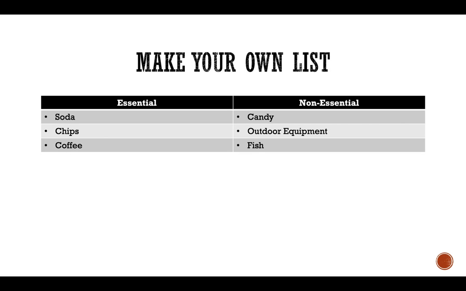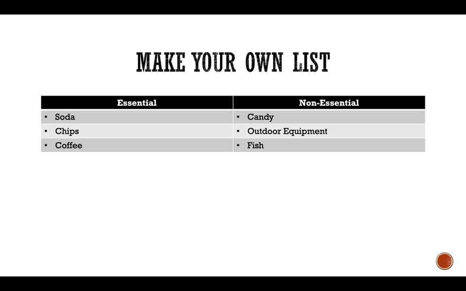Now, as you go through, go ahead and make your own list. Your list could look something like this for when you go to Costco, something that you deem essential. As students, you probably like soda, chips, or coffee. Non-essential, according to other people and probably your parents, would be things like candy, outdoor equipment or camping equipment, and other things like fish that tend to go bad very fast.